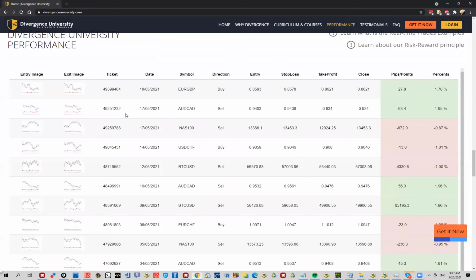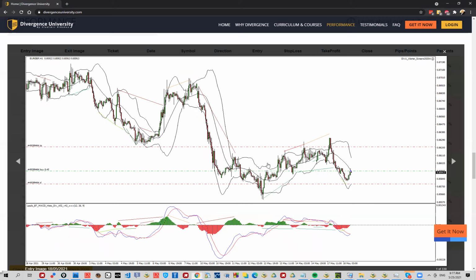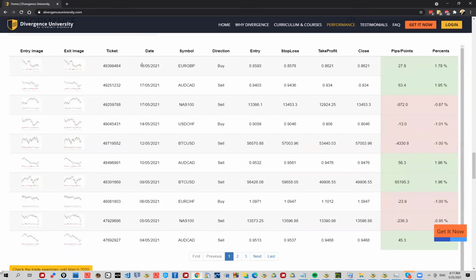All right, the last one, which is Euro Pound. I really can't comment on this one because I don't understand it too much. And I would personally not be taking such kind of setup. So I'm going to leave that alone. And that pretty much sums it up, right?